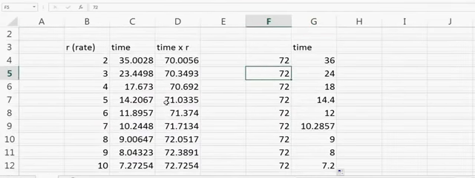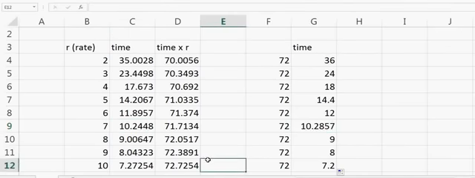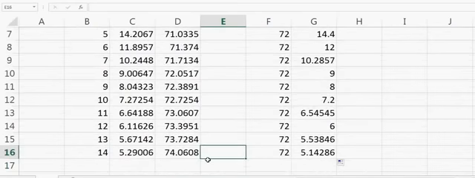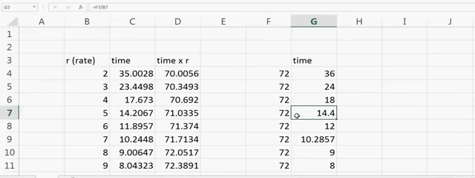So suppose here it is 11.89, but here I get 12. Here it is 10.244, I get 10.28. So this is a good approximation. Instead of doing this complicated calculation, we can just get an approximation using this trick.